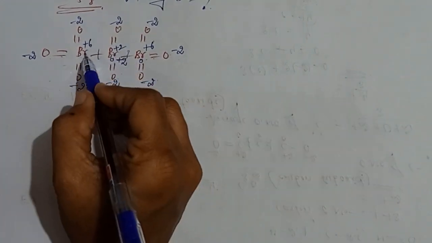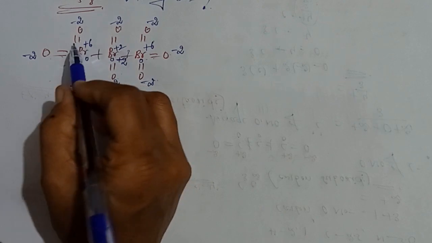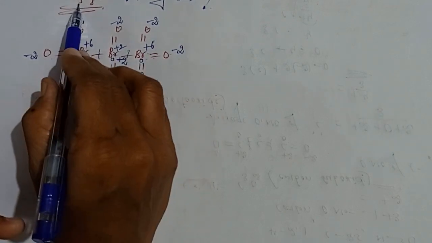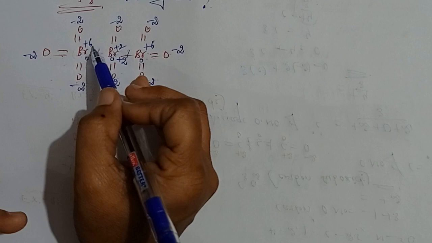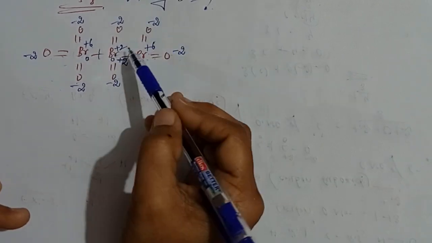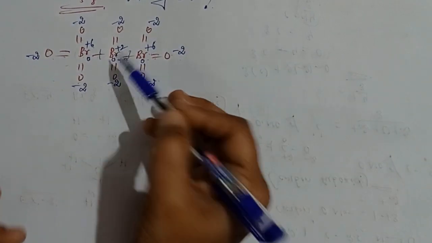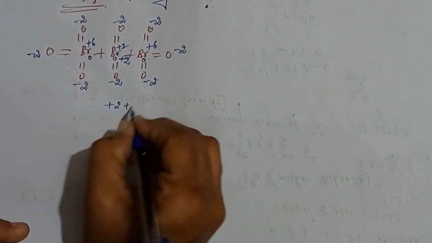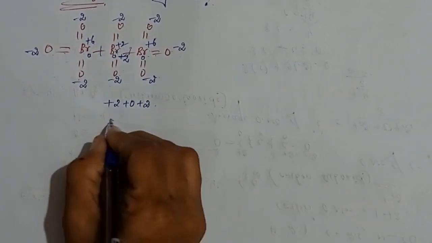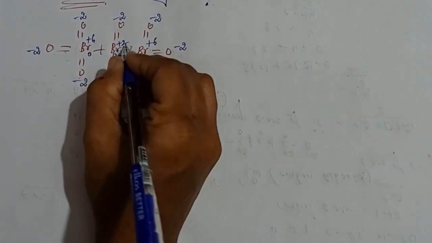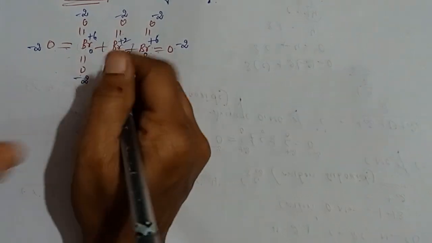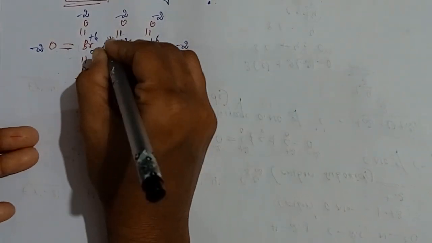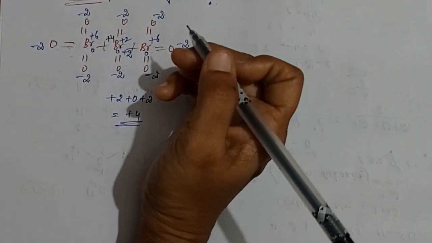Are you clear? So there are total 3 bromine atoms in this formula. One bromine has plus 6. The second bromine has plus 2, plus 2, and 0: plus 2, 0, plus 2, plus 2, 0, plus 2. Total how much, students? Plus 4 it is showing. This bromine shows how much oxidation number? Plus 4. Are you clear?